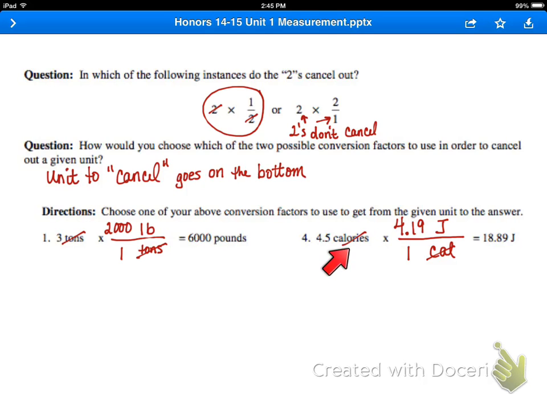Again, if we are converting from calories, 4.5 calories, how many joules is that? We know that for every 1 calorie, we get 4.19 joules. But because calories needs to cancel, 1 calorie is going to go on the bottom, 4.19 joules is going to go on the top. Then because the number is on the top, we're going to multiply 4.5 times 4.19 and get our answer, which is 18.89 joules. And these are not rounded, actually.